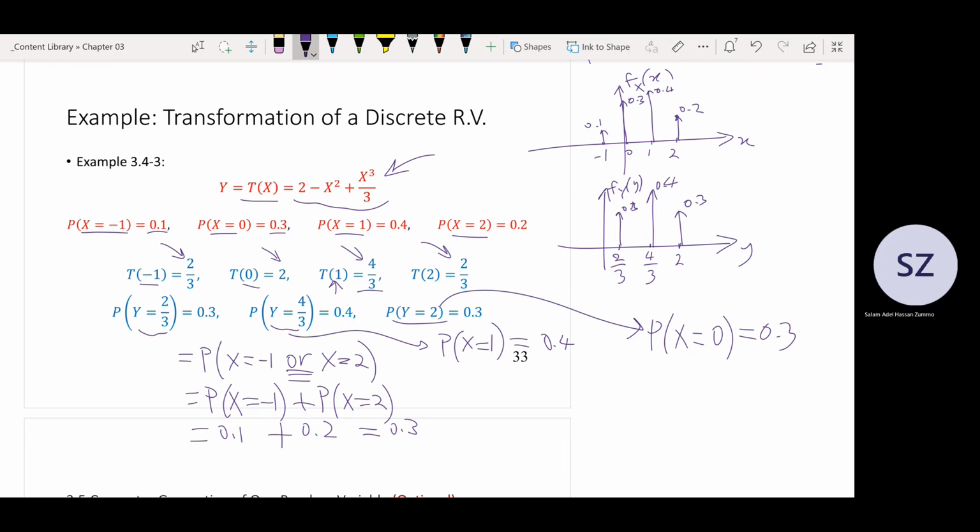Right? Clear? So it's a very simple process of finding the corresponding event: the event in X that corresponds to a Y value. So for Y equal to 2/3, you go back to X. What was X equal to for Y to be 2/3? We find that X was either -1 or 2. We sum their probabilities, and we get it. That's it.